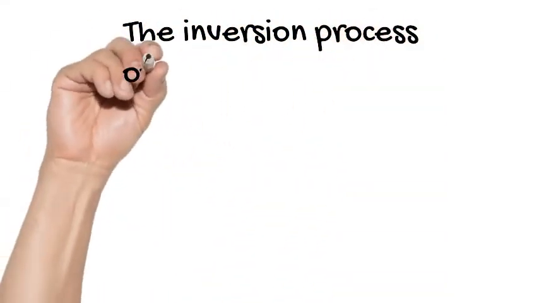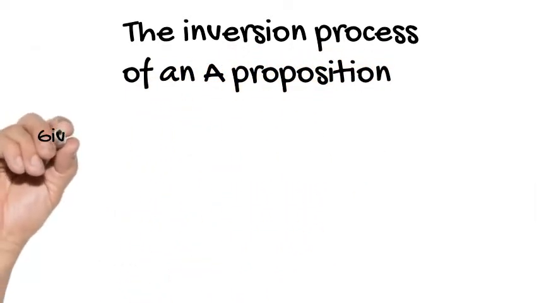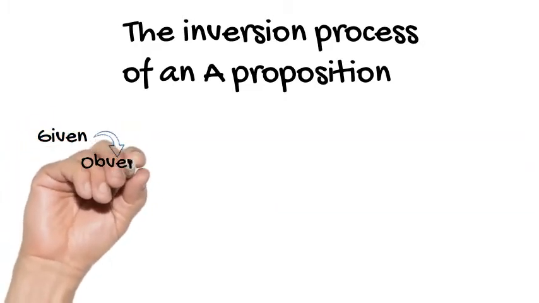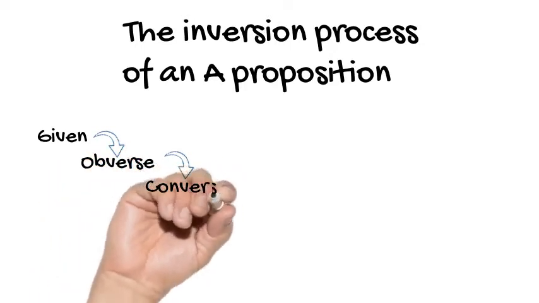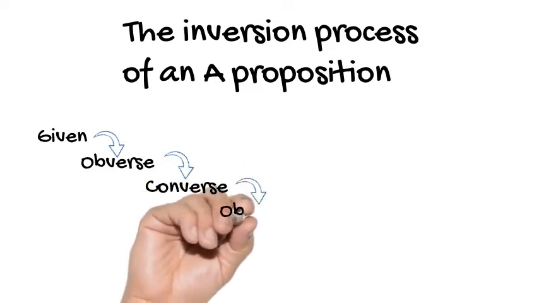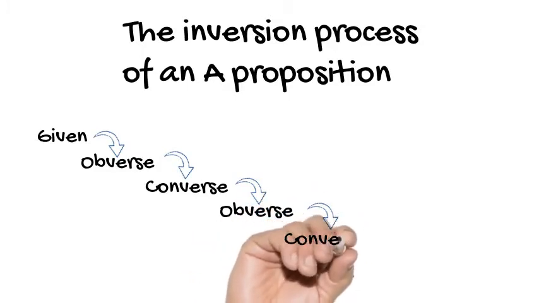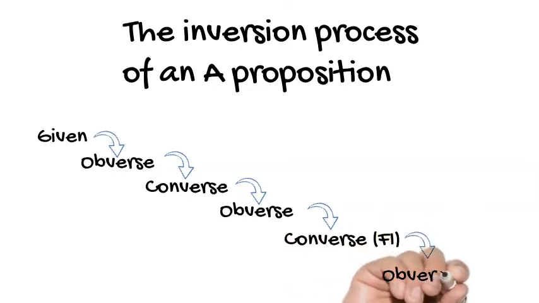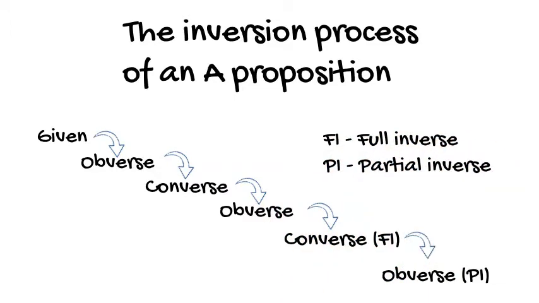The inversion process of an A proposition begins with the given proposition. Then you obvert the given proposition, then convert the obverse, then obvert the converse, then convert the obverse, and you have the full inverse, and obvert the converse, and you'll have the partial inverse. So that's the process.